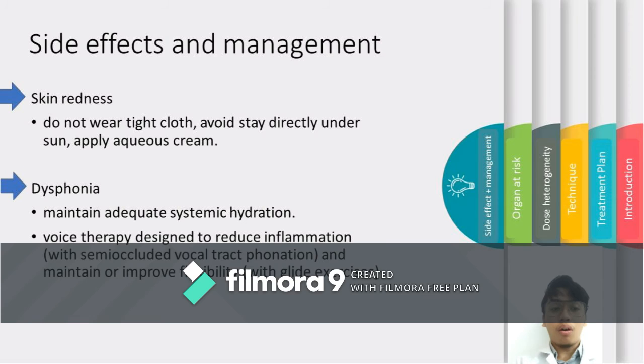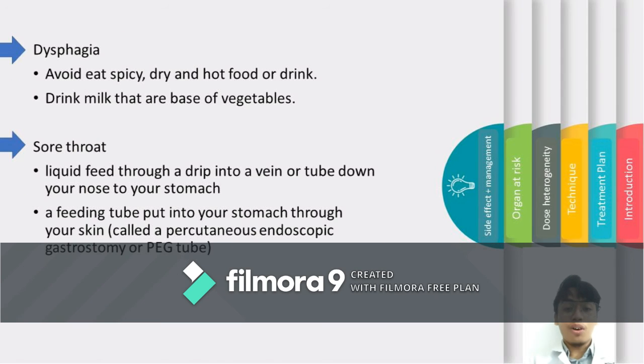Next is dysphonia or hoarseness. Patients need to maintain adequate hydration and can do voice therapy that is designed to reduce inflammation with semi-occluded vocal tract phonation and maintain or improve flexibility with light exercise. Dysphagia or difficulty in swallowing. Patients need to avoid eating spicy food, dry food, and hot drinks. If patients have difficulty eating, they can drink milk such as soy milk. If patients have a very painful sore throat, we suggest using a percutaneous endoscopic gastrostomy tube or nasogastric tube.